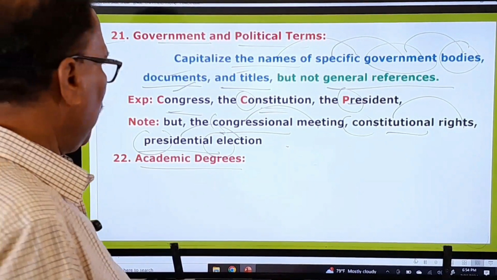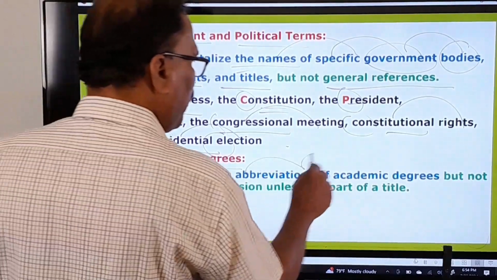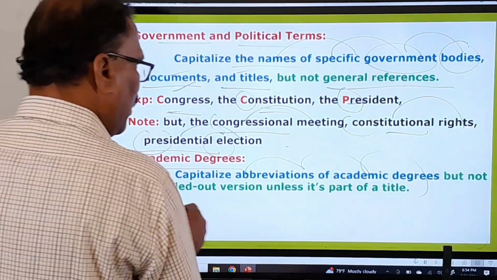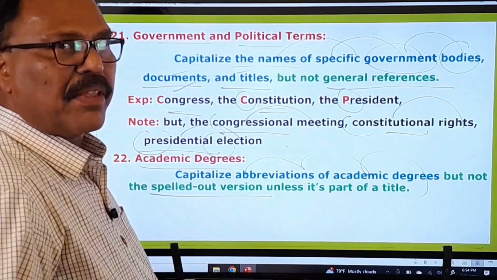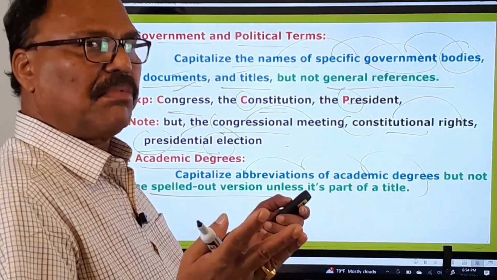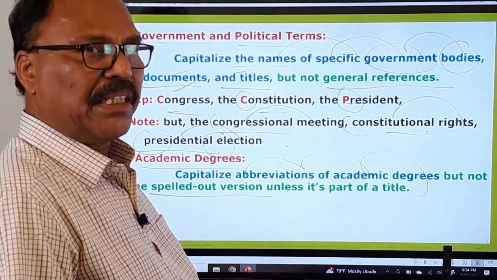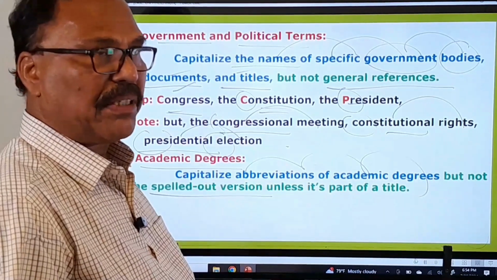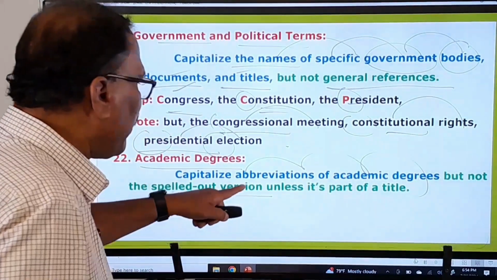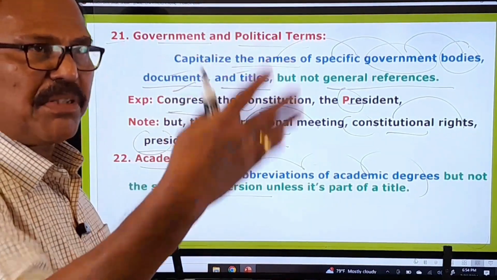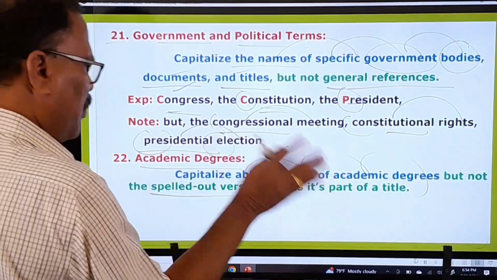Okay. Academic degrees. What are the academic degrees? Capitalize the abbreviations of academic degrees, but not the spelled-out versions. Spelled out means extended forms. For example, BA is an academic degree that you know very well. But if I say Bachelor of Arts, it's an extended form, or what is called the spelled-out version. Spelled-out version means extended form. Okay, before them you should not use capitals, right?